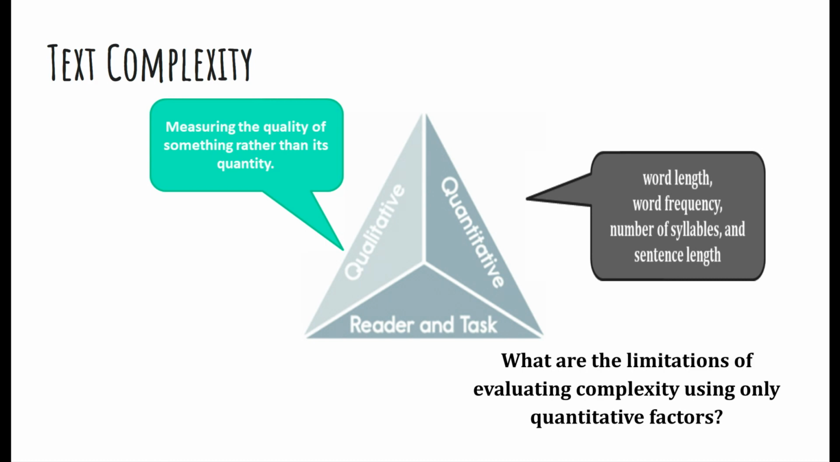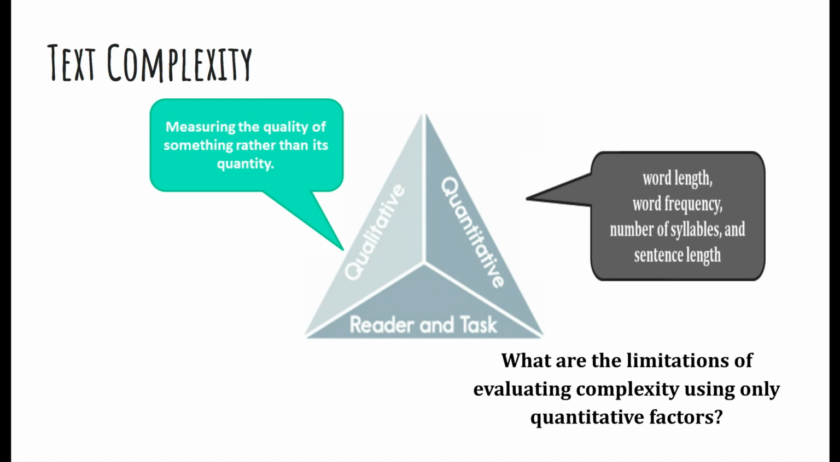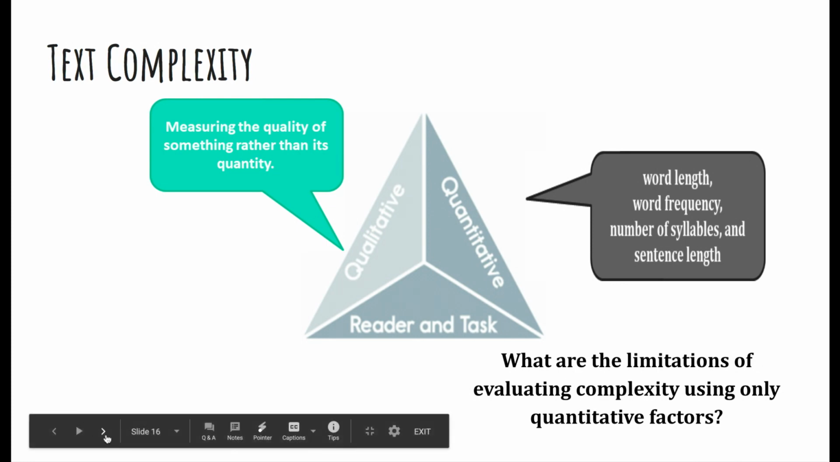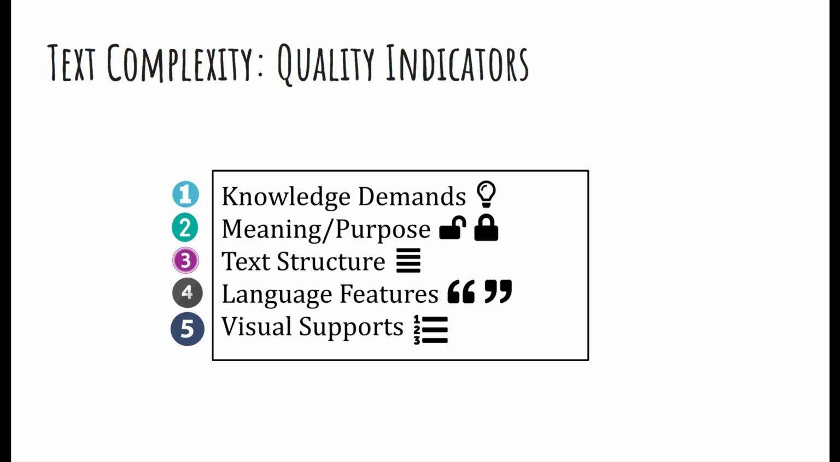We also have to consider the qualitative factors, and that's the quality of the text rather than the quantity. We also have to think about the individual reader, and then the task: what are we asking the reader to do with this text? We have to consider those things as well. When we look at qualitative factors, the things that make a text quality, here are some of the things that we need to consider.